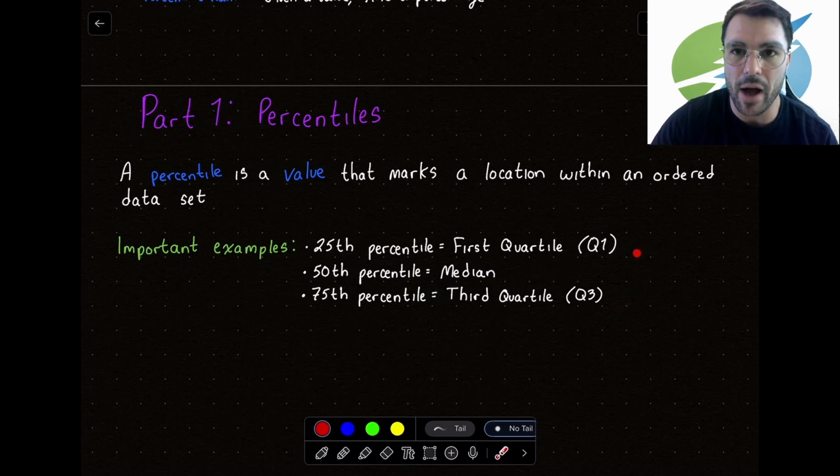My video on box plots covers the quartiles. I might have another video discussing the quartiles, but immediately the box plot one comes to mind. So if you need a review on that, I would recommend checking out that video.